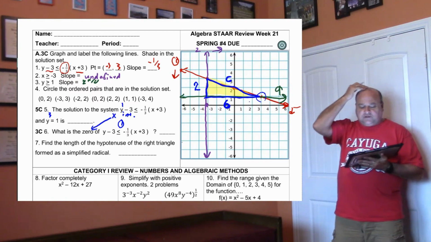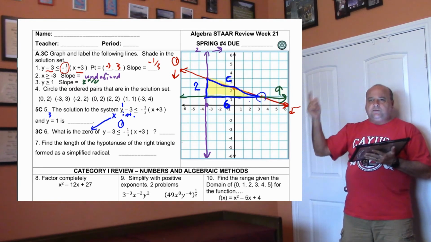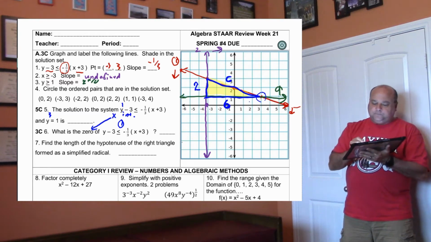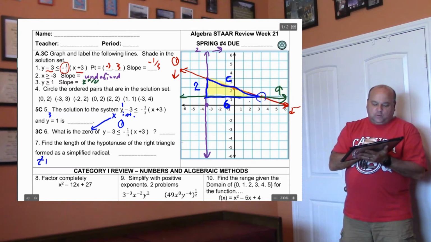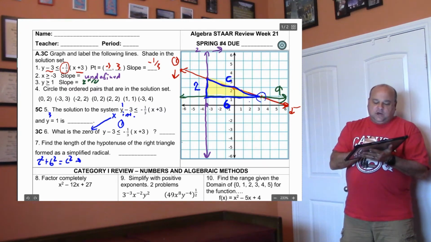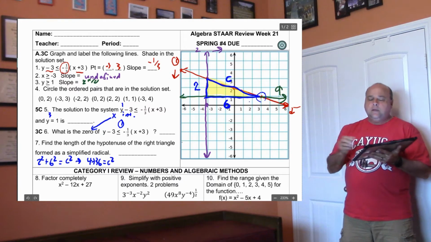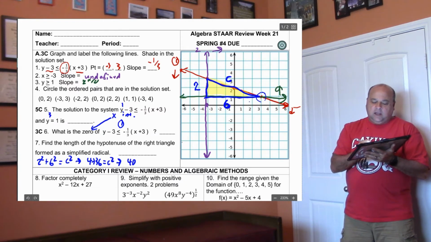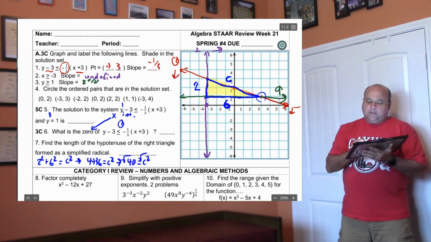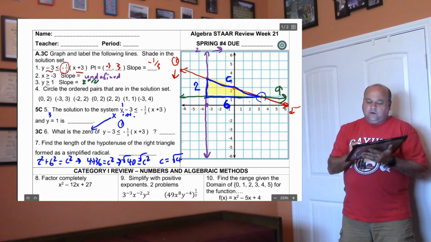And lastly, number 7. We're going to do a squared plus b squared equals c squared, right? So I'm going to have 2 squared plus 6 squared equals c squared. That's going to turn into 4 plus 36 equals c squared. That's going to turn into 40 equals c squared. Now I need to square root, right? So I'm going to get c equals the square root of 40.